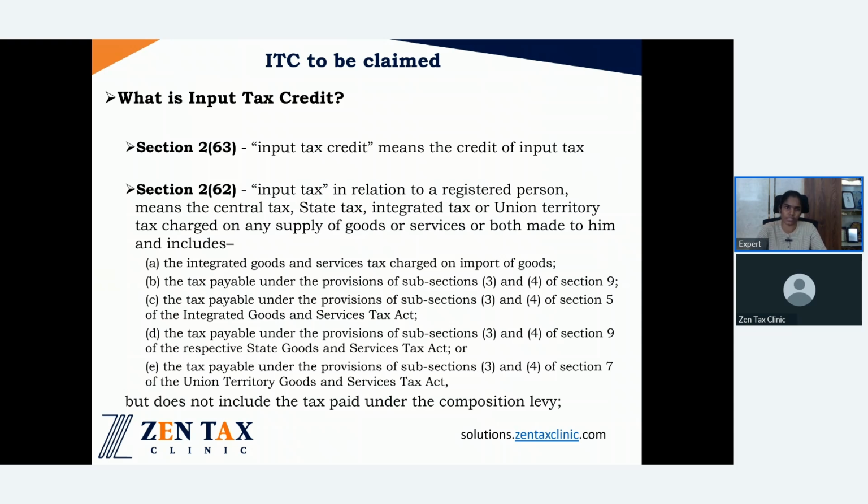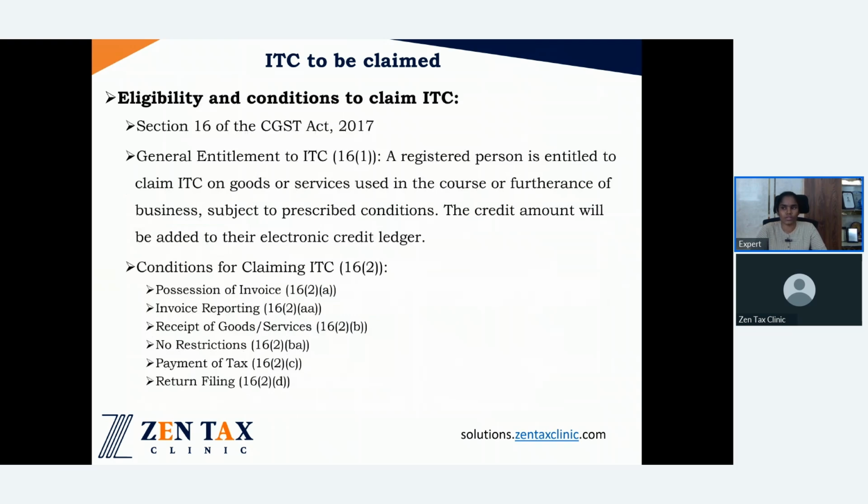furtherance of his business. So now we have ITC, but we also have section 16, which talks about the eligibility and conditions to claim such ITC. The very general condition is that it should be used in the course or furtherance of business, subject to prescribed conditions, which are given in the other subsections of section 16. Now, this ITC will be added to the electronic credit ledger.